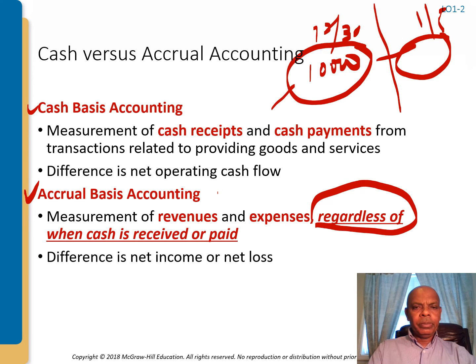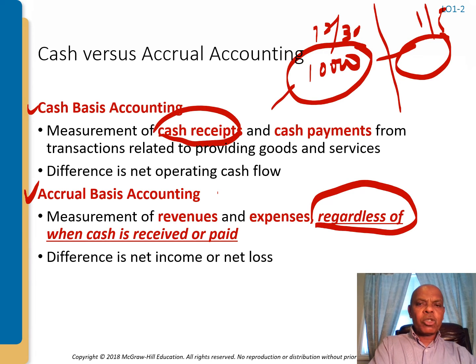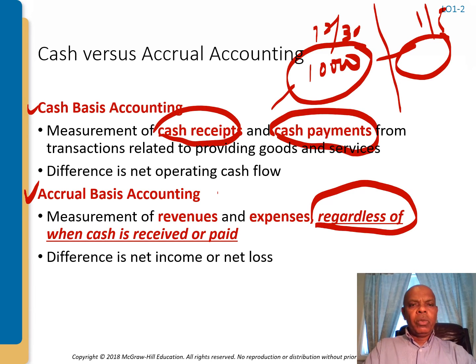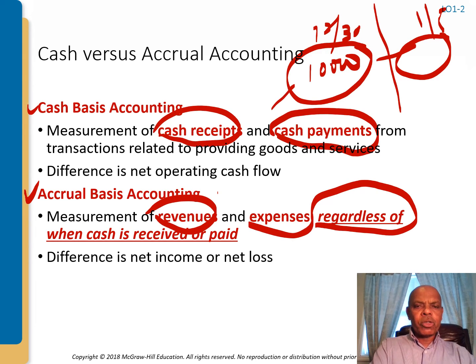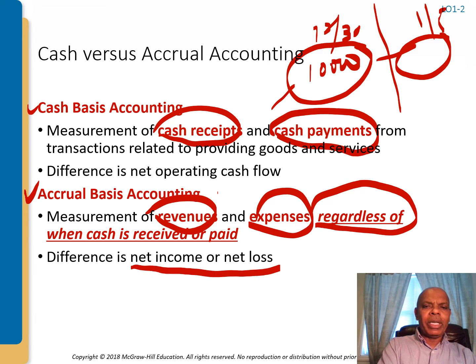You can see the difference: cash receipts and cash payments. When you're using cash basis accounting, that's what you're going to compare. With accrual basis, you call them revenues and expenses, two different things, remember. Now what is the difference between these two? Regardless of when cash is received or paid, you're going to report that revenue and expenses, right? What's the difference? The difference is net income or net loss.